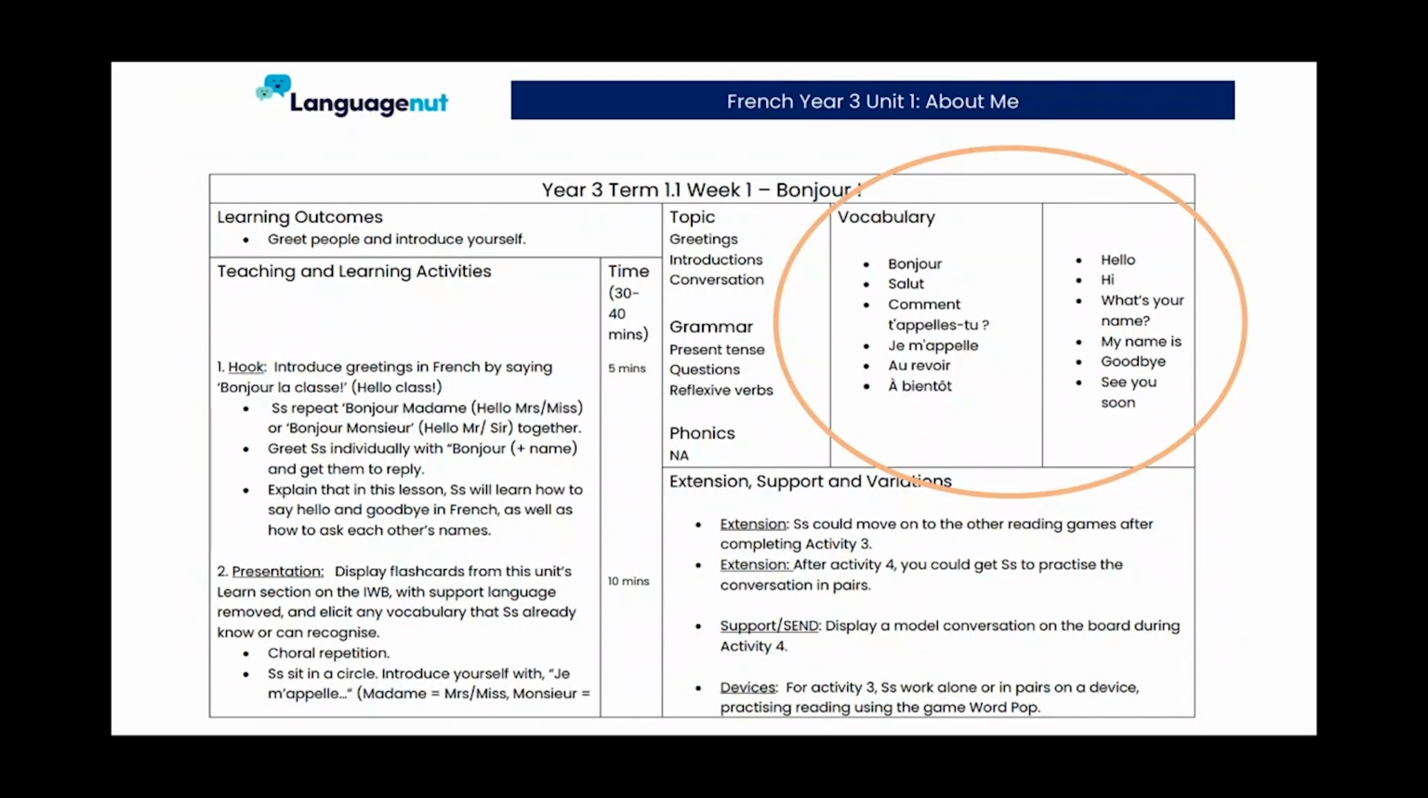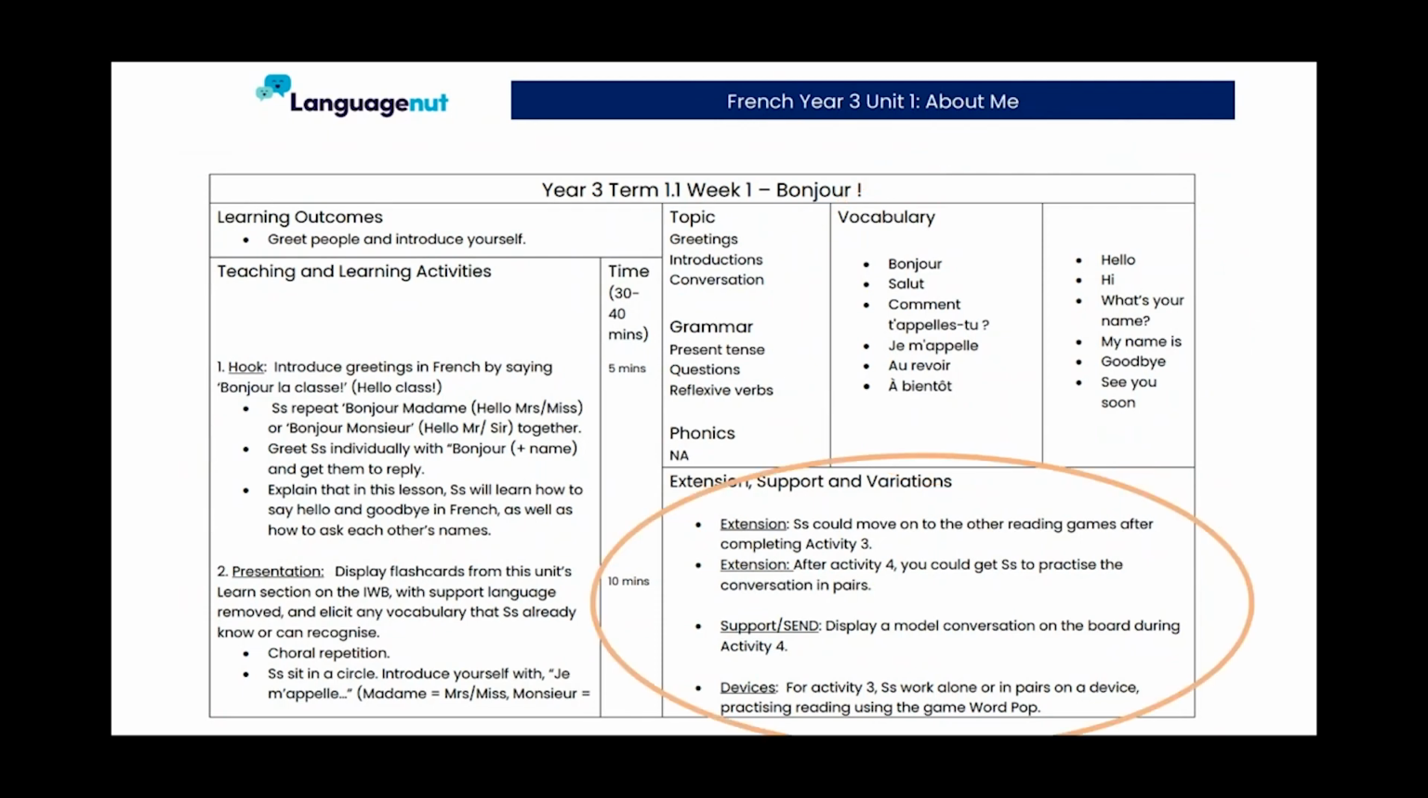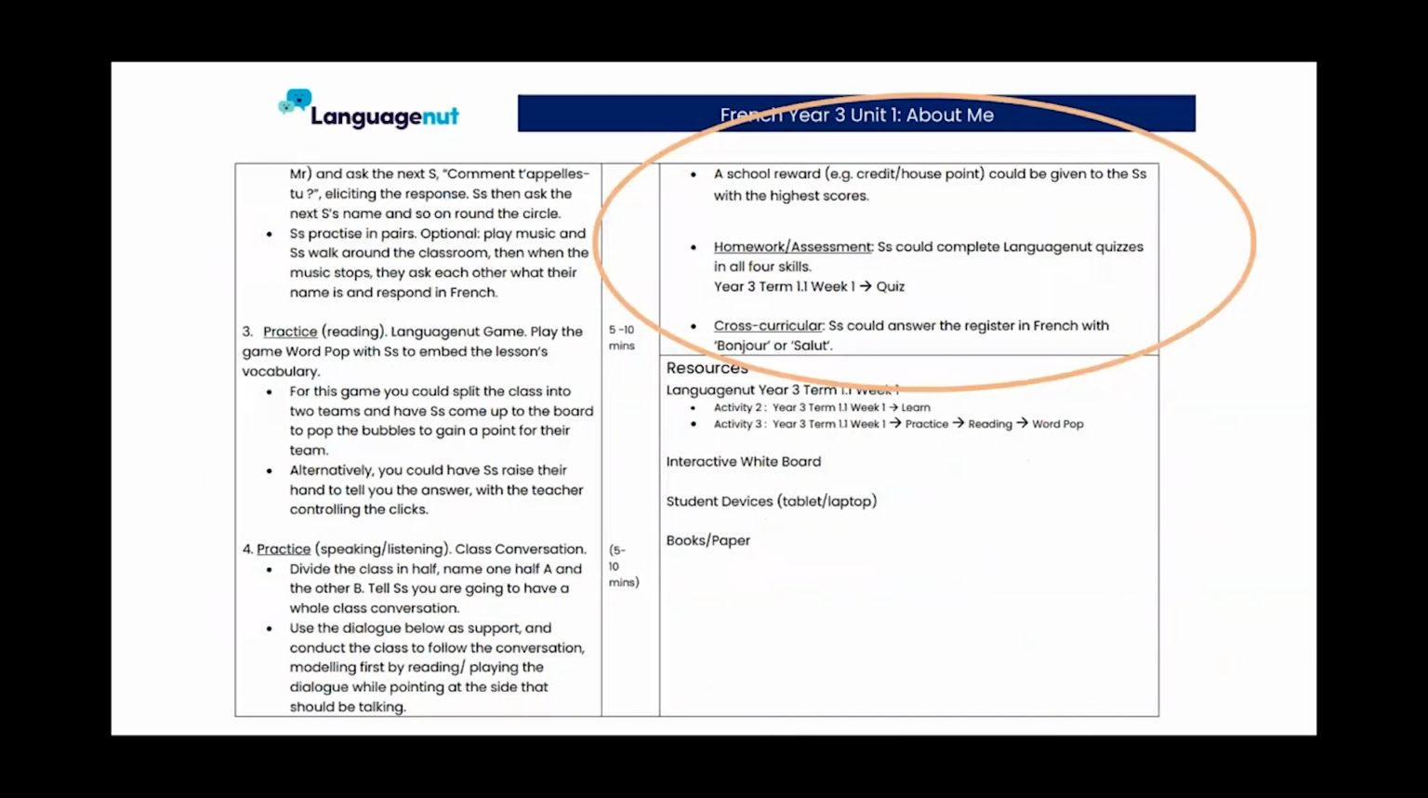So the lesson plans all follow this setup where you have the vocabulary for the lesson in the top right. So that's written down for you. You then have a section called Extension Support and Variations, which is essentially just ideas for extension activities, ideas for how you might support students, ideas for what you might do if you're at a school that uses lots of devices. And it also gives you ideas for homeworks and any cross-curricular links as well. Again, as I mentioned, we'll be doing an entire webinar on support and challenge further on in the term, so we'll focus on that section more then, but just so you know, that's what that section is there for.